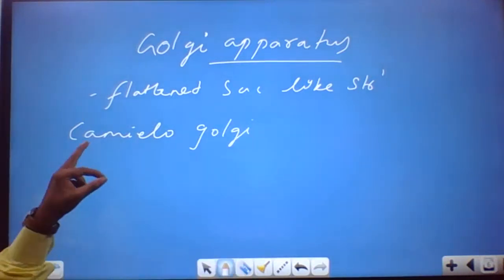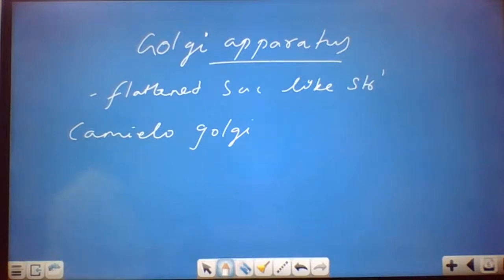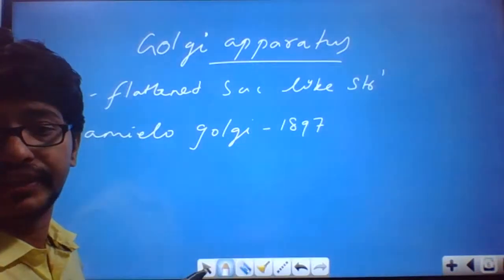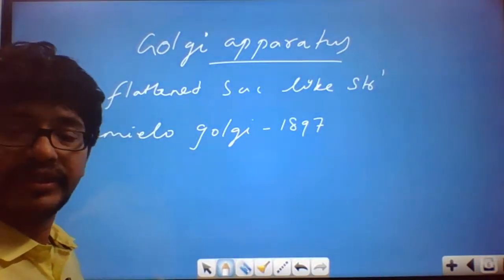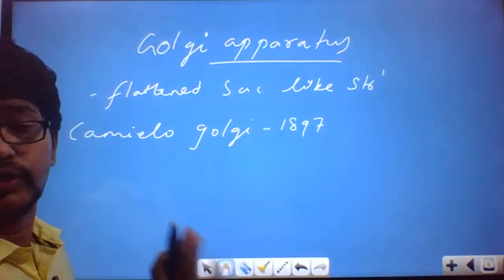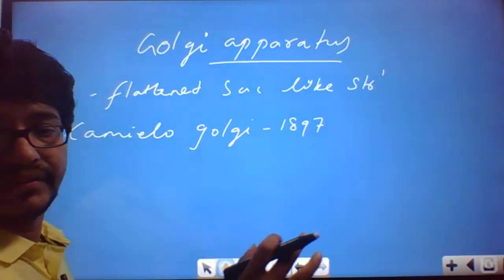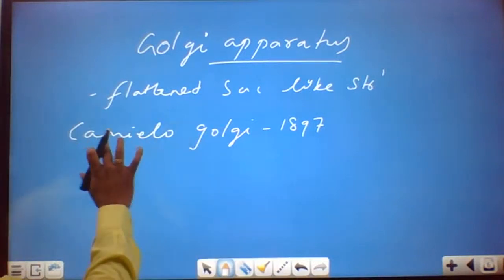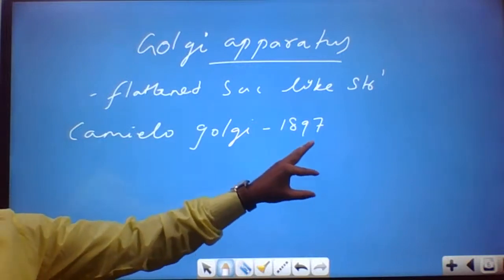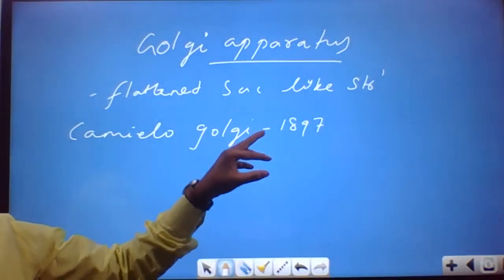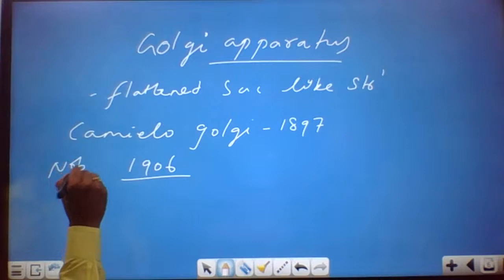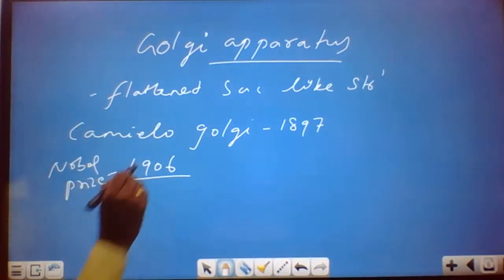He first identified this in the year 1897. Again, if you are not comfortable with the year I'm mentioning, and you see some other year mentioned in the textbook, please follow the NCERT itself. You need not worry about this year. But the common point is that Camillo Golgi first identified the Golgi apparatus in 1897, and he got the Nobel Prize for this in the year 1906.